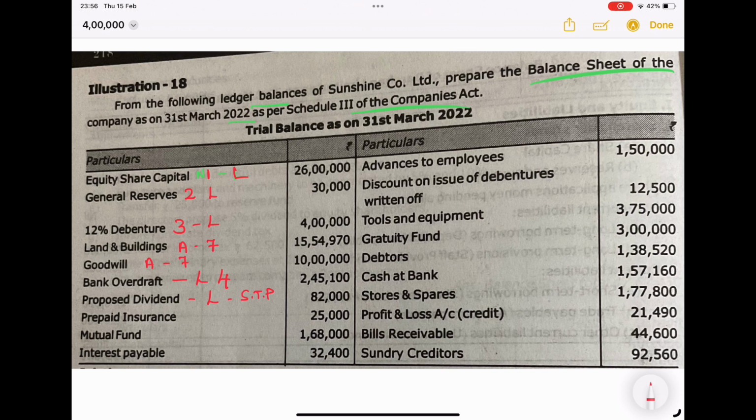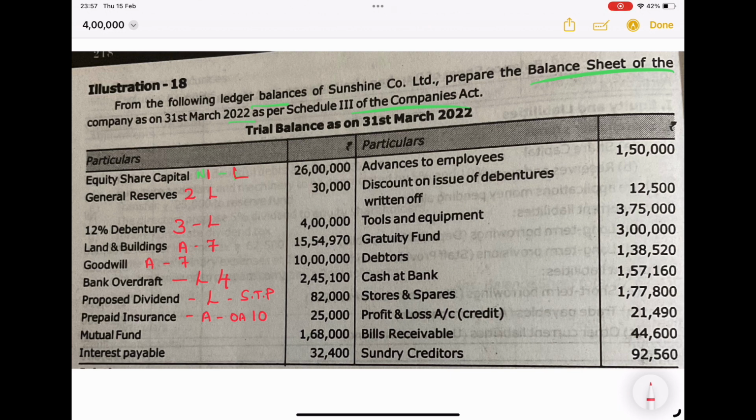Prepaid insurance is nothing but I have paid my insurance in advance. So this is my asset. In other current assets I'm going to write, that is the last note, note 10.